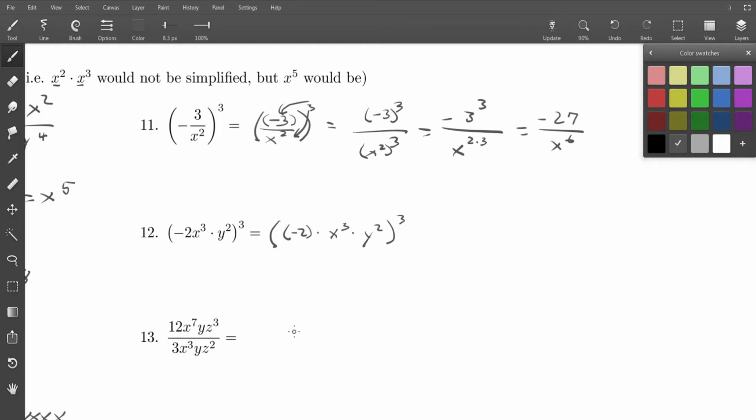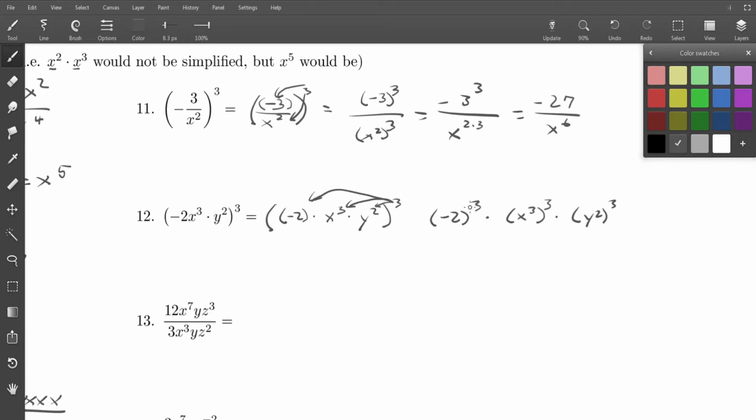Then we can use the power of a product rule, or power of a quotient rule in this case, and just distribute the 3 to each and every one of these terms. So we get negative 2 to the third times x to the third times y squared to the third. Then we can go ahead and just calculate what these are. So here, using the same idea, we can pull this negative out, and we can get negative 2 to the third, or if you just actually plugged this into a calculator, you'd see it would be negative 8 times x to the third. Remember the power rule.